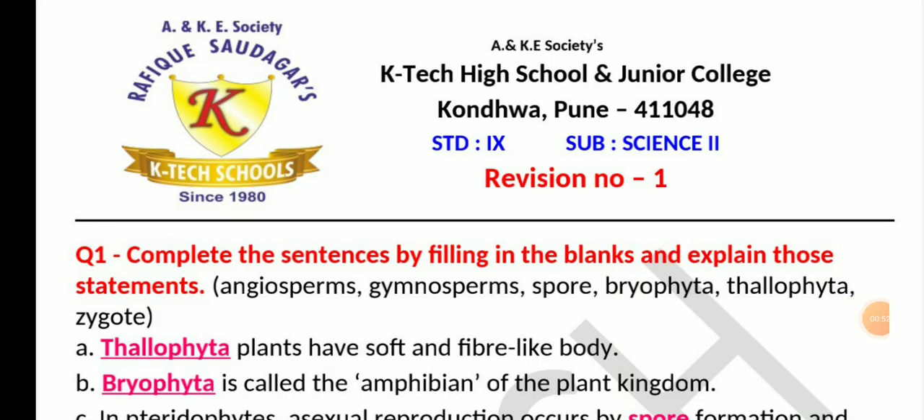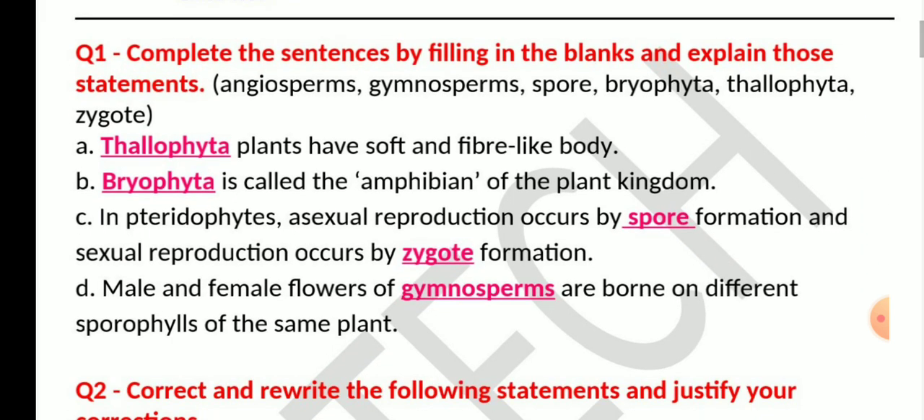Question number 1. Complete the sentences by filling in the blanks and explain those sentences. Let's begin with the first. Thallophyta plants have soft and fiber-like body. Right? Thallophyta. These are the plants which have soft and fiber-like body. Next, dash is called the amphibians of the plant kingdom. Do you remember this, children? Yes, it is Bryophyta, which is called the amphibians of plant kingdom.